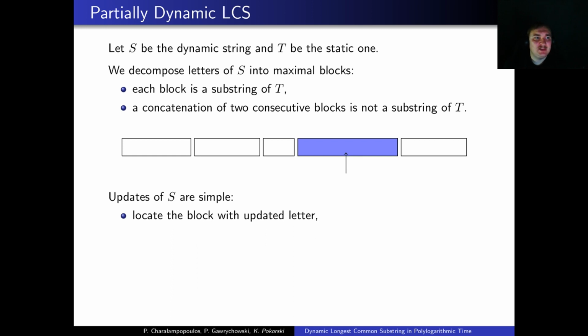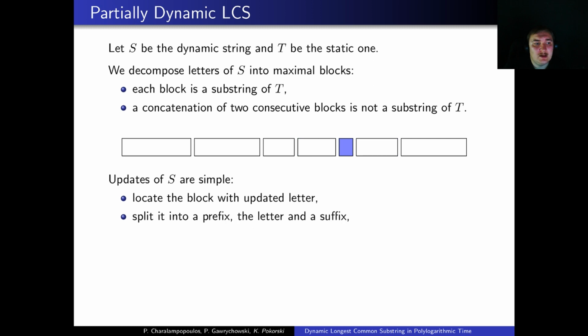So how do we update such a decomposition? First we have to locate the block with the position that we want to update. This is easy if we have some predecessor data structure. Then we split the block into 3 blocks: the prefix of the block, the block that contains only the updated letter, and the suffix. We just update the letter, and later we have to merge the blocks.